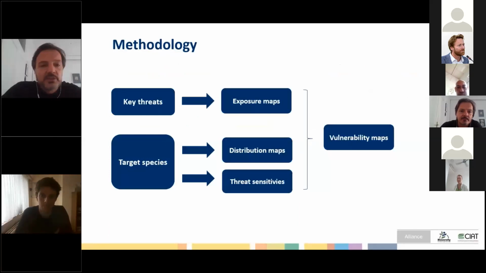Now the methodology itself in a nutshell. So we're working on one hand with key threats, and I will show you in a couple of minutes which are the most common ones or the ones that we were able to assess in a spatially explicit way, from which we will develop the exposure maps. Then our target species, for which we develop distribution maps and we assess the threat sensitivity, and all together will then be used to create our vulnerability maps at the species level and also more.